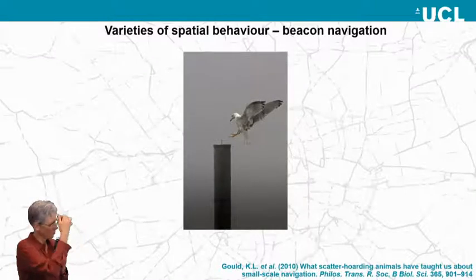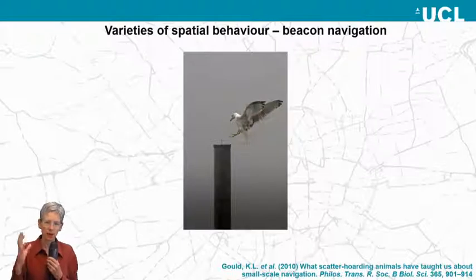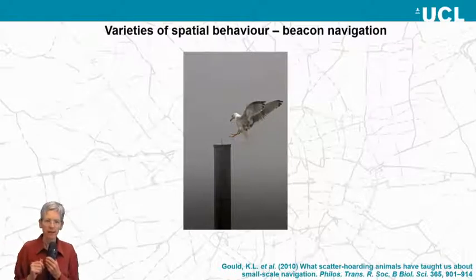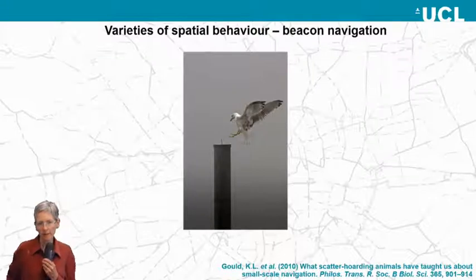This kind of behaviour is called beacon navigation. We don't know as much about beacon navigation as we know about map-based navigation, but beacon navigation means orienting to some kind of stimulus in the environment that is known to be associated with a desirable location, so food or the nest or something like that. What we do know about beacon navigation is that it's not hippocampal dependent. Even animals without a hippocampus can do this kind of beacon orienting towards a stimulus. It's quite a primitive type of spatial behaviour.